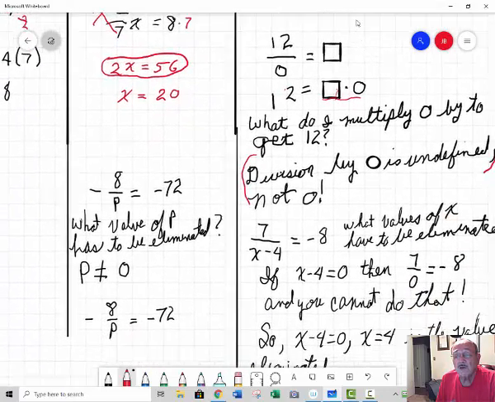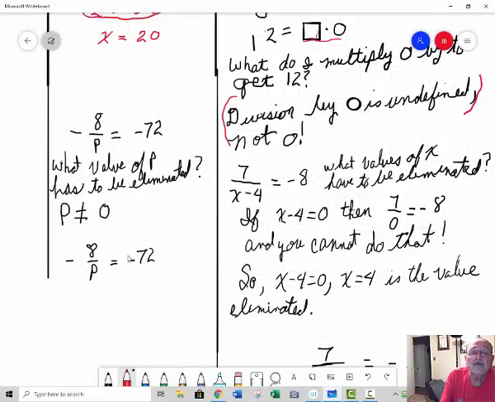Alright, so let's take a look at this one right here. If I have 8 divided by p, what value of p has to be eliminated? Well, p can't be 0. If p is 0, then I've got 8 divided by 0, and that can't happen. Alright, now how do we solve this one right here? Well, what I want to do is multiply both sides of this equation by p. And I can do that because I know that p is not going to be equal to 0.